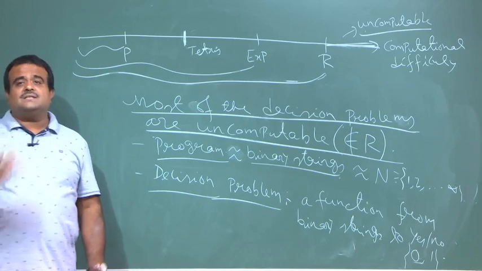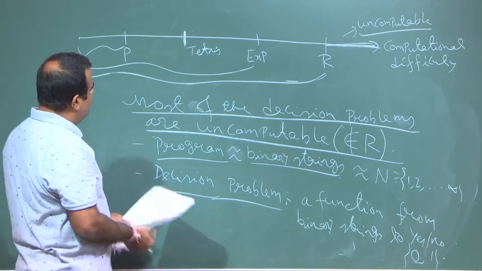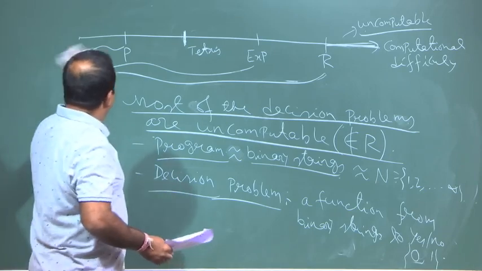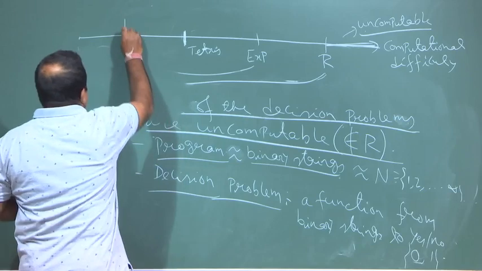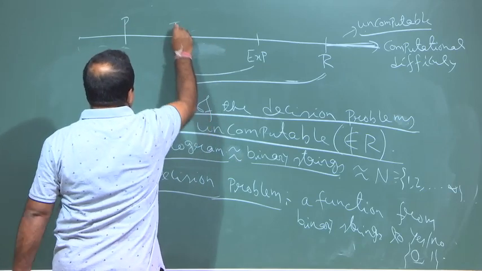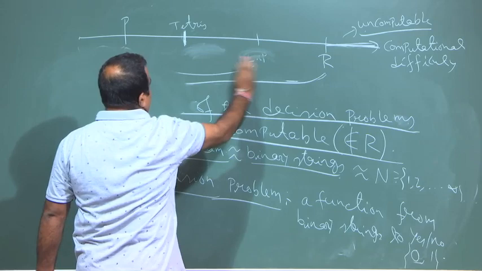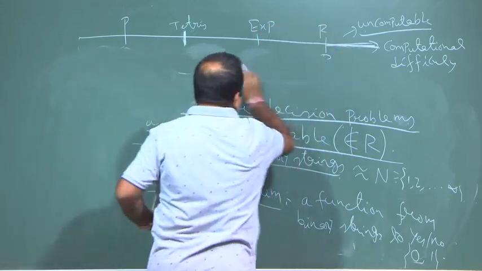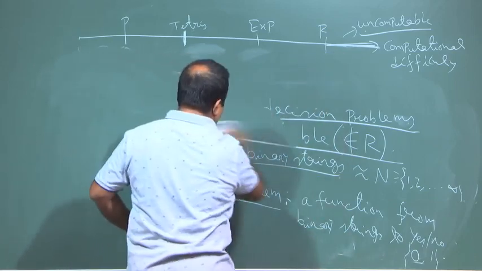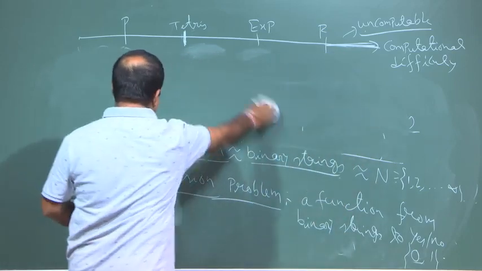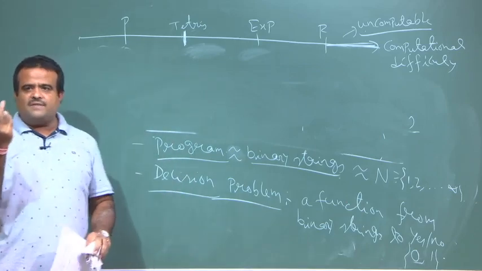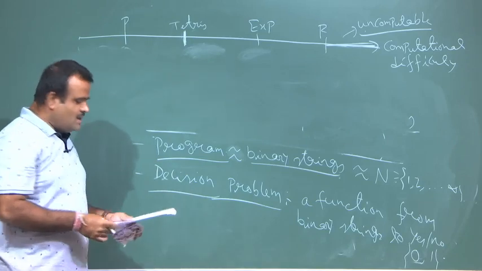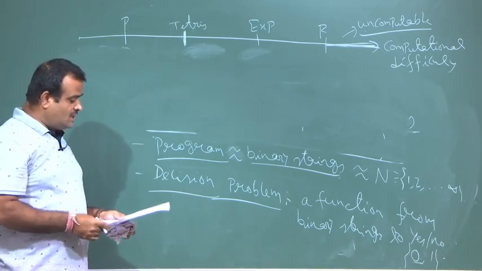Now, how many such functions are possible? That we have to see. Basically, we are given a string and then we convert it into binary. So this is a function from a binary string to 0-1. How many such functions are possible?